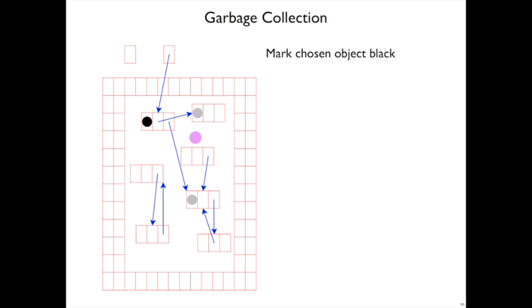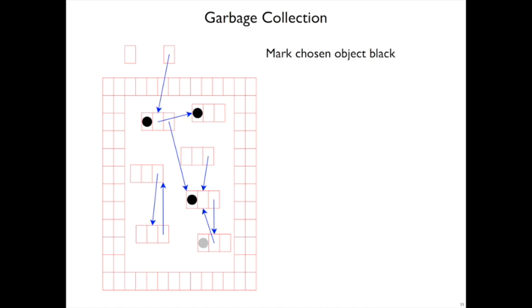We have two gray objects, so we could pick either one of them. If we pick the one at the top, then we follow all its references. In this case, there are none, so it gets painted black. Are there gray objects left? Yes, there's one down here, so we could pick it. Follow all of its references. There's one right here, so that object gets painted gray. None from here, so now we can color that one black.